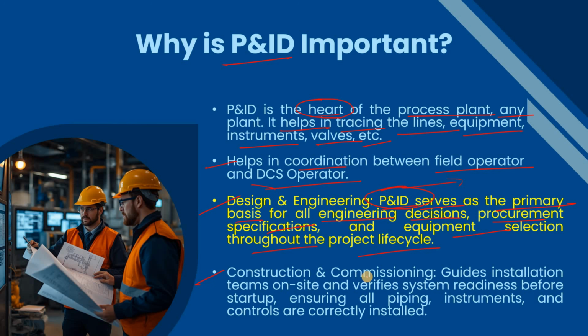Now with respect to construction and commissioning, it guides the installation team on site. Of course, it will guide and verify system readiness before startup. The P&ID can ensure that the equipment is at that place, what nozzles are there, and the nozzle orientation, size, etc., right? And ensuring all piping, instrumentation and controls are correctly installed. You can ensure this with the P&ID, right?